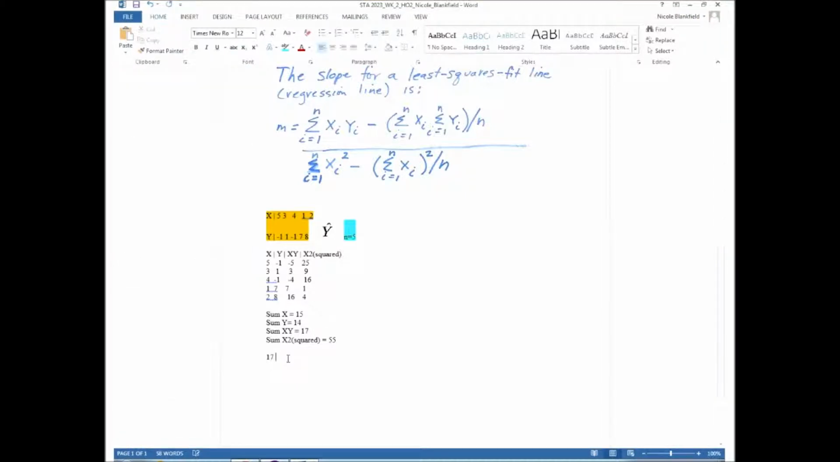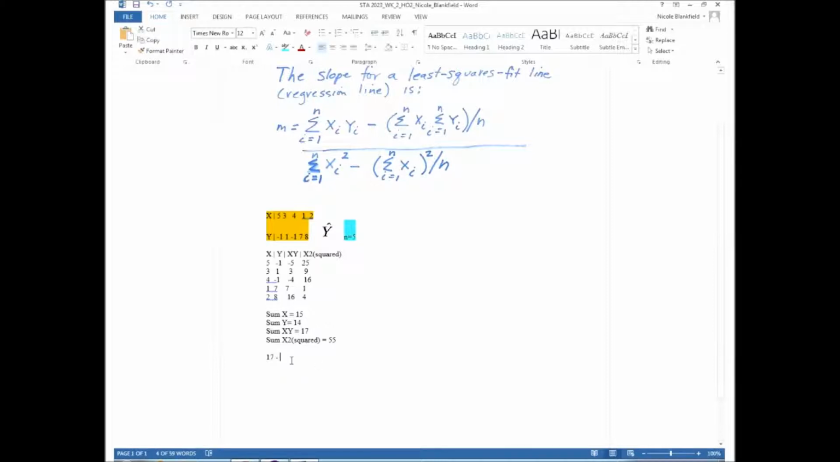So that's 17. Now I'm going to follow the formula, minus, and then this one should have a parentheses. It should have a summation of xi, parentheses closing it, and then another parentheses open for the sum of y. You don't have to, but it just makes it easier to look at. So my sum of each individual x is going to be 15.